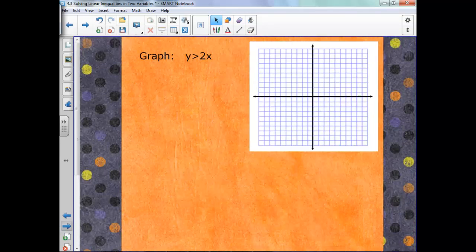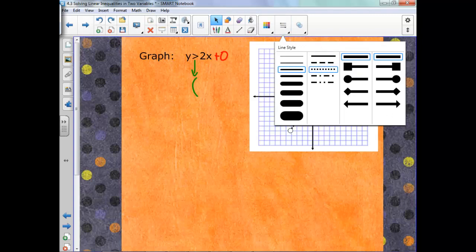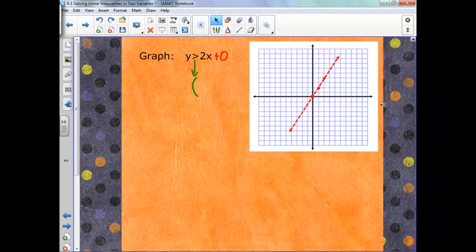Alright, same idea here. Now notice we can have our plus 0. So our y-intercept is 0. Slope is 2, so up 2 over 1. Now notice there's no equal sign. And so before this would just be a parenthesis. So that means we're going to have a dashed line going through these.